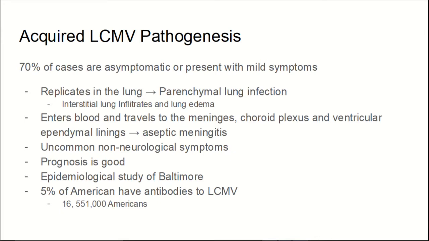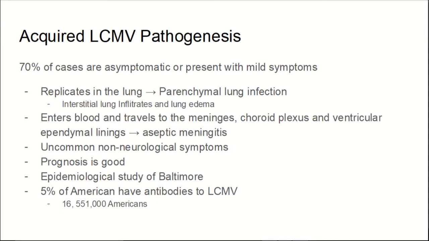And so right here after birth, when you acquire LCMV, 70% of the cases are going to be asymptomatic or present with mild symptoms. And what I mean by mild symptoms is like a flu-like illness. You know, fever, you feel malaise, you feel weak, but then you just get better. So you didn't even think about this. So 70% of the transmission is asymptomatic or mild. The other 30%, you get a little bit more serious presentation.